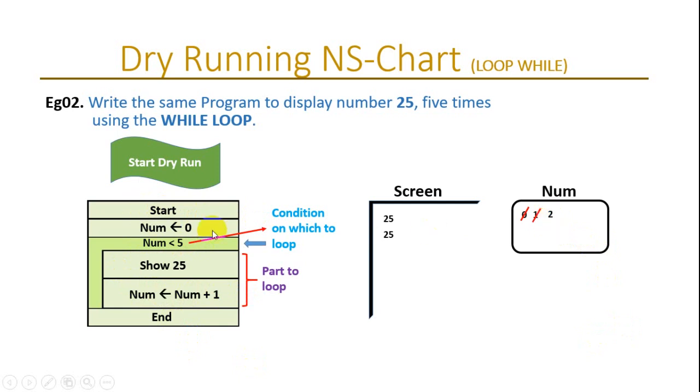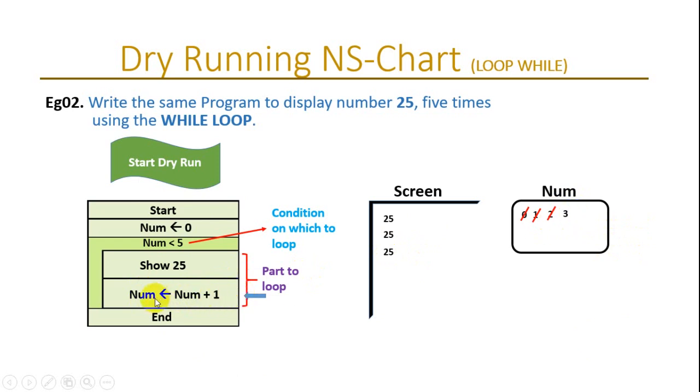This is 2 now. Num is less than 5. Yes, true. So you go here again, show 25. 25 is shown, right? Then you go to the next line, increment num by 1. So num is now 2, and 2 plus 1 is 3. 3 you write back to num. So this goes off and now num is 3.